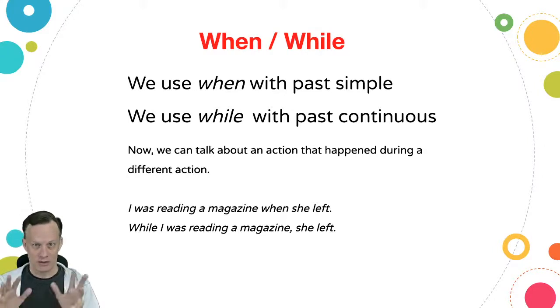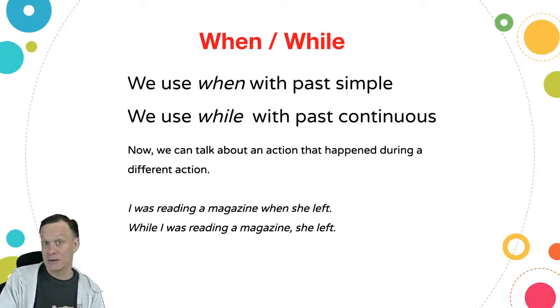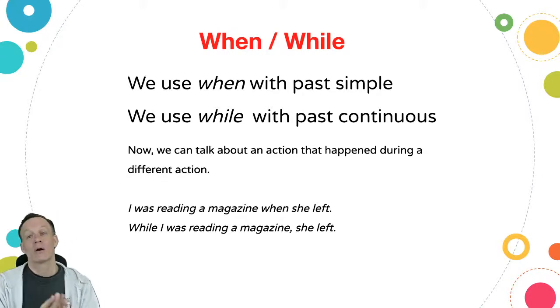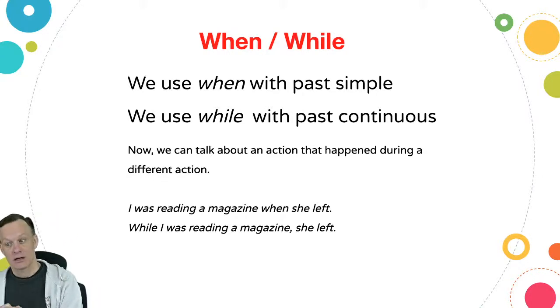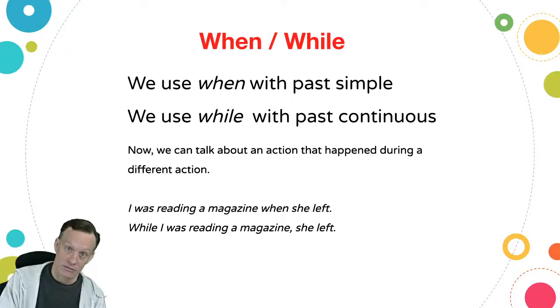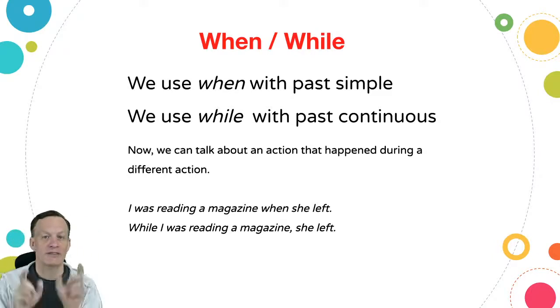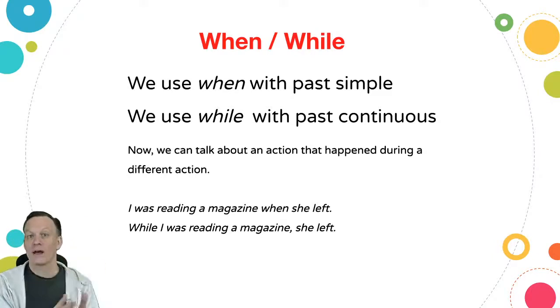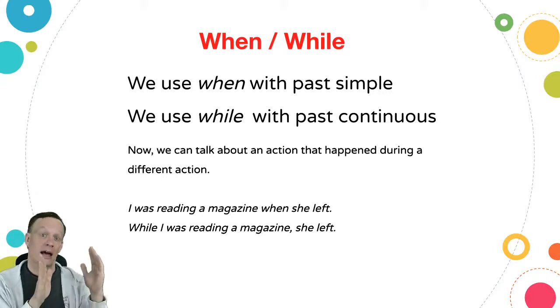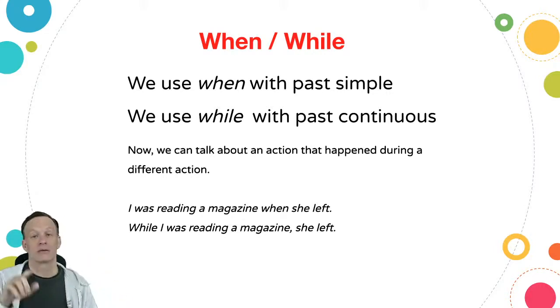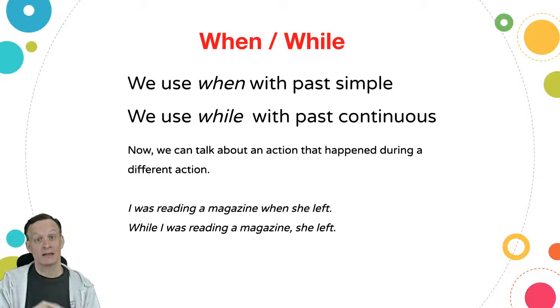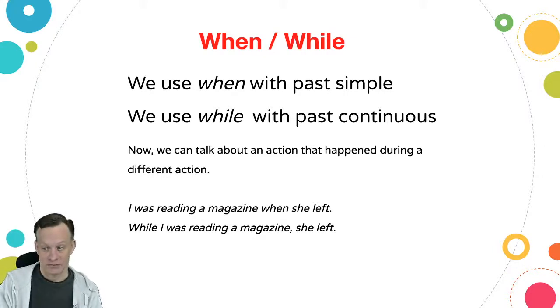It's very good, but it's like, I was reading a magazine when she left. I was reading a magazine when she left. While I was reading a magazine, comma, she left. So notice if we have the time clause, say the when or the while, at the beginning of the sentence, we need a comma, okay? While I was reading a magazine, comma, she left.